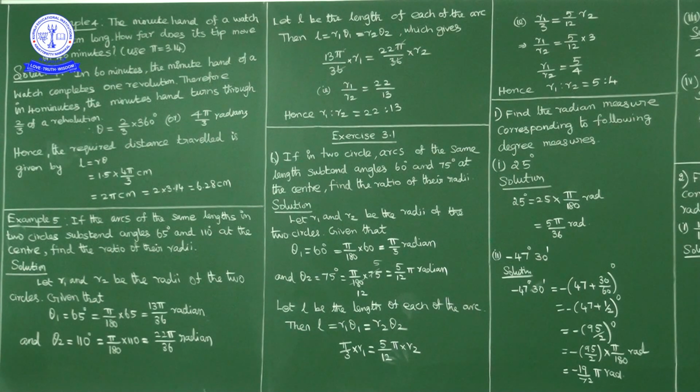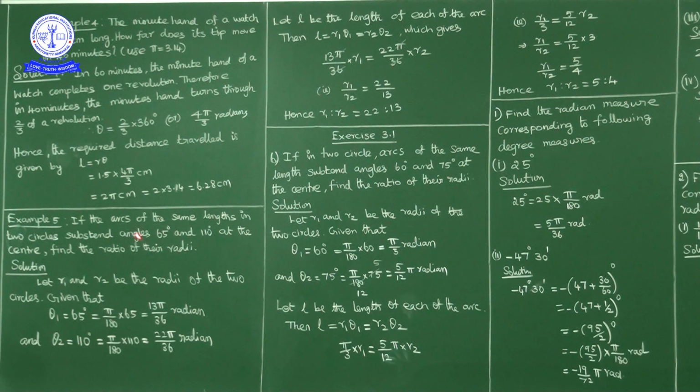If the arcs of same length in two circles subtend an angle of 65 degrees and 110 degrees at the center. Two circles are there, for those two circles arc length L is same. Theta 1 is 65 degrees, theta 2 is 110 degrees. Then we have to find the ratio of their radii. Now let r1 and r2 be the radii of the two circles.